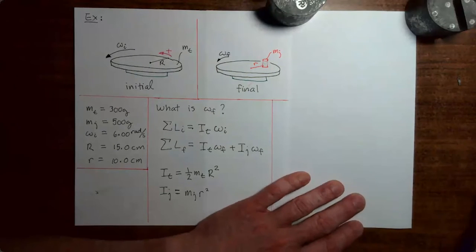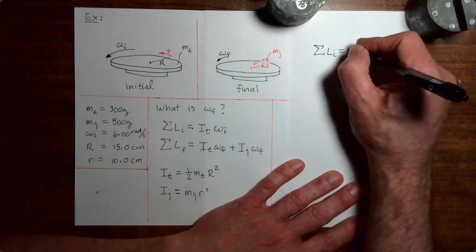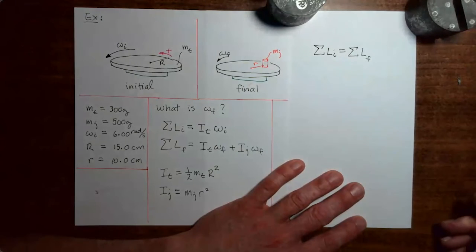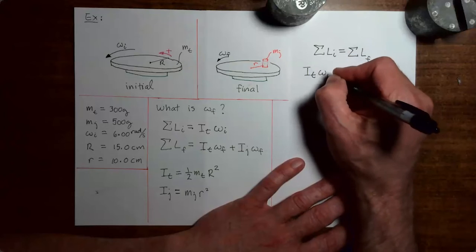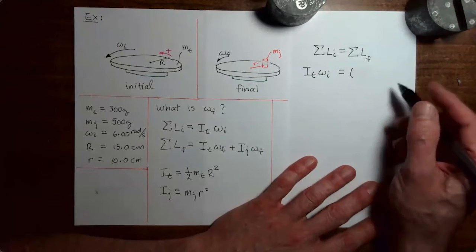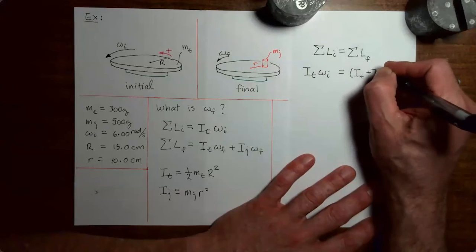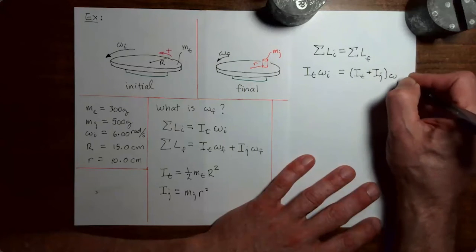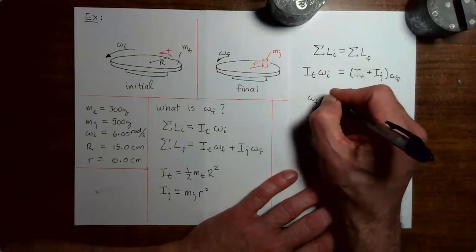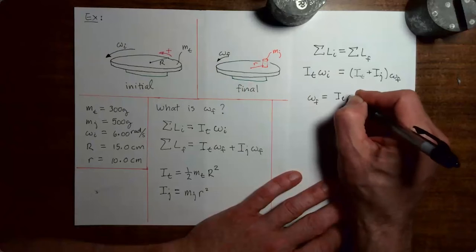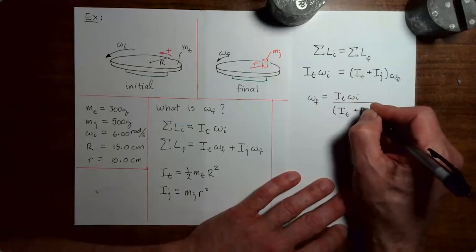Now let's proceed to using angular momentum conservation. We're going to say total angular momentum in the initial situation equals total angular momentum in the final situation. Total angular momentum in the initial situation is moment of inertia of the tray times initial angular velocity. Total angular momentum in the final situation would be the quantity moment of inertia tray plus moment of inertia jar times final angular velocity. So let's solve for the final angular velocity. We have omega final equals moment of inertia tray times omega initial divided by the quantity moment of inertia tray plus moment of inertia jar.